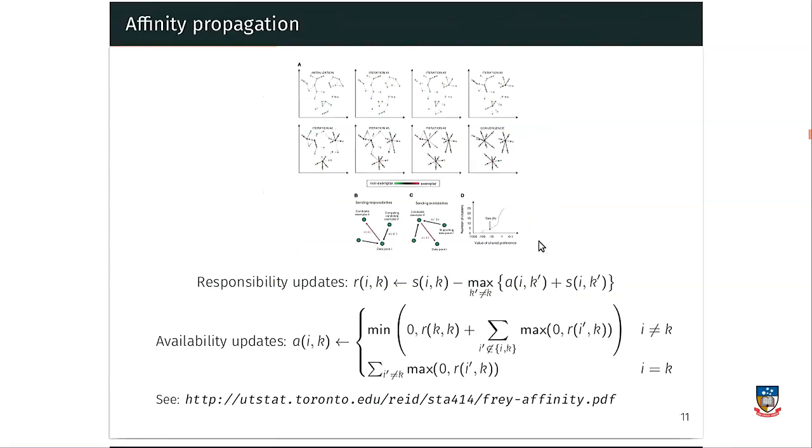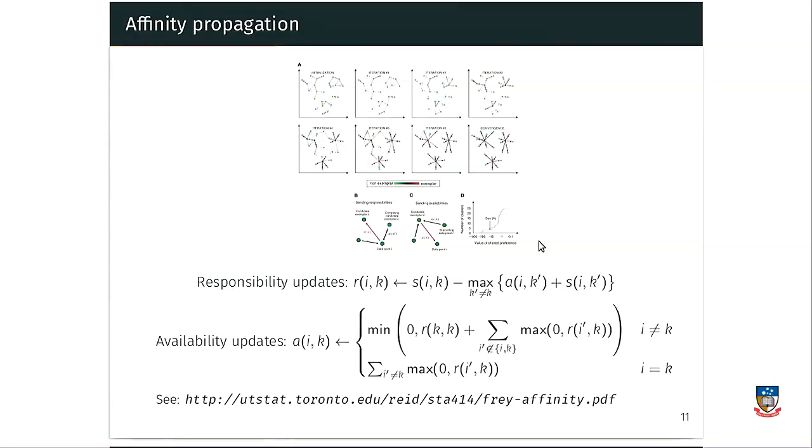Okay, this plot didn't quite come out as well as I'd hoped. But that's okay, we'll persevere. The next method that I'd just like to review for your information is called affinity propagation.